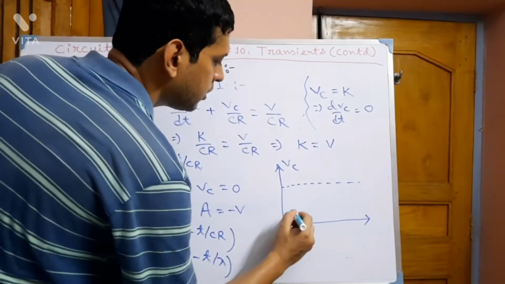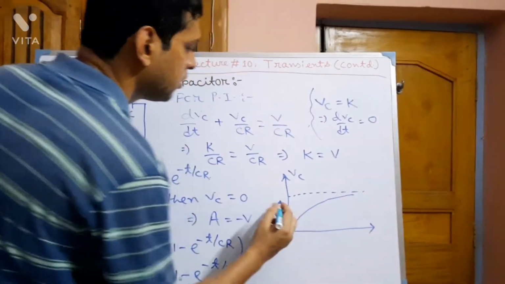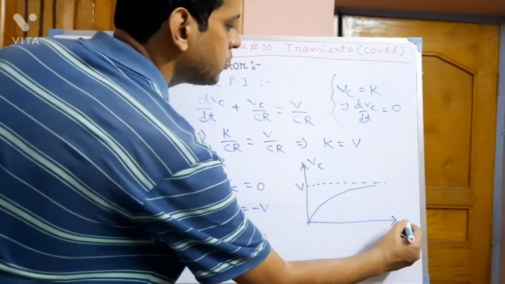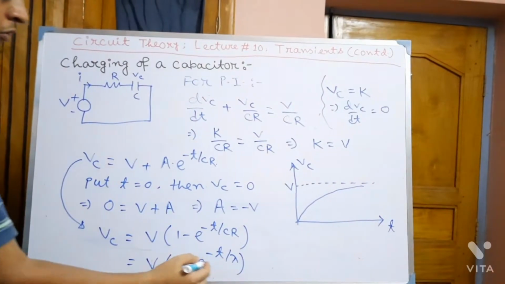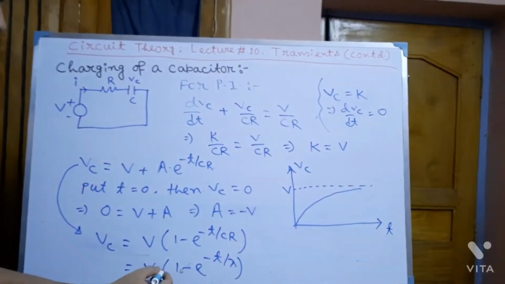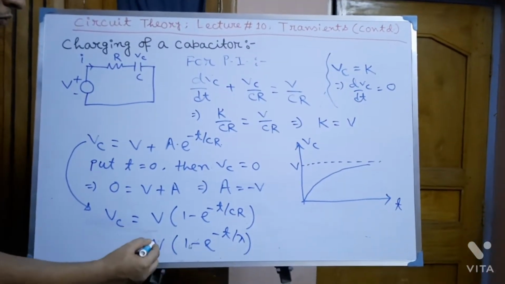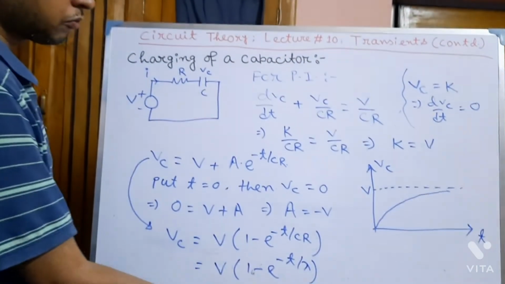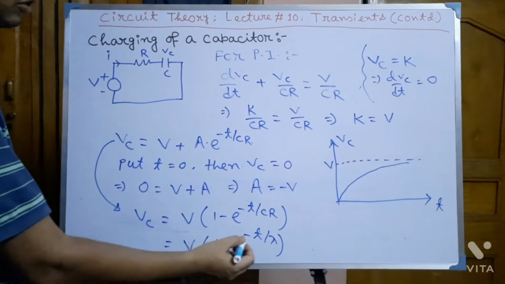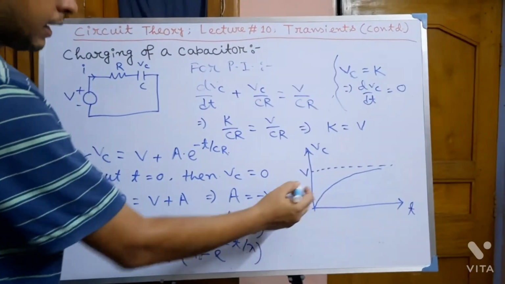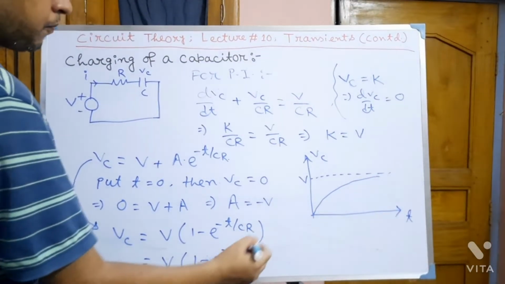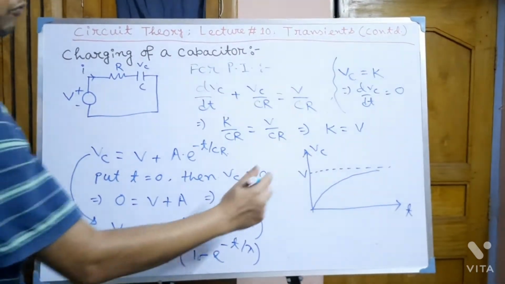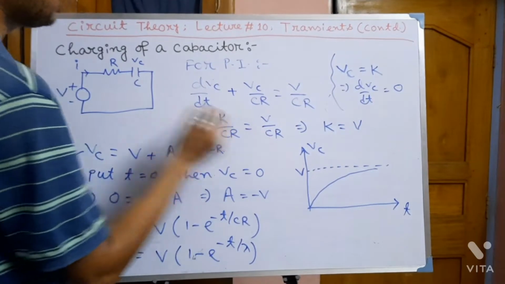If we plot Vc against t, we will get this sort of waveform. The waveform will start from 0 at t equal to 0. You can check it: at t equal to 0, Vc equals V into (1 minus e to the power 0). E to the power 0 means 1, so Vc equals 0. And when t equals infinity, this term will be 0, so Vc equals V. So the final value of Vc equals V.